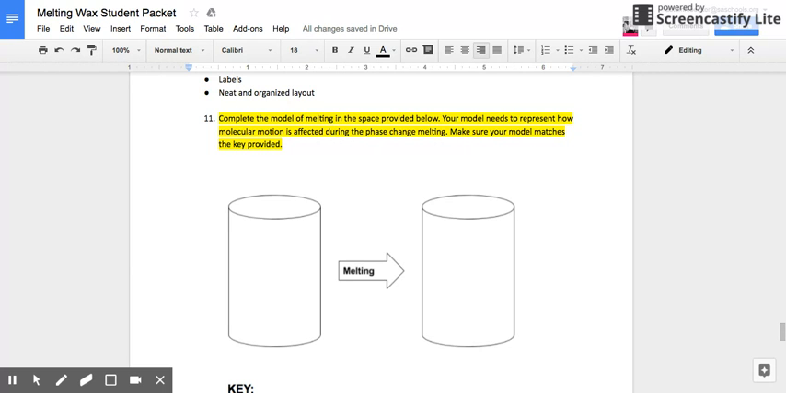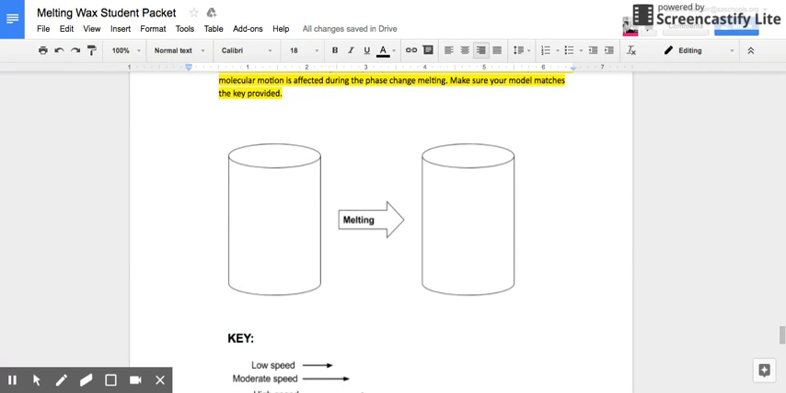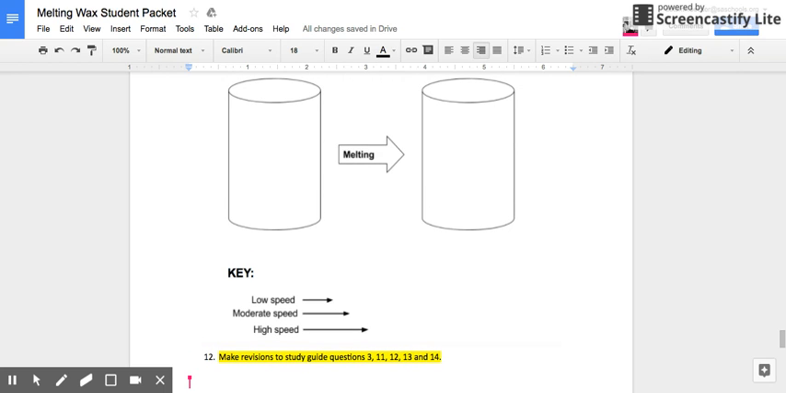It says your model needs to represent how molecular motion is affected during the phase change melting. Make sure your model matches the key provided. So the key that I have here, I have below. It shows us some arrows. And so what you're going to draw is what the wax looks like as a solid, and what it looks like when it goes through the phase change melting and becomes a liquid.